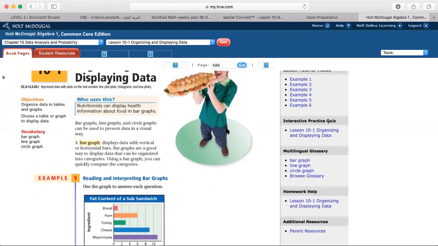Objective of this lesson: we're going to organize the data in tables and graphs, and we're going to choose a table or graph to display the data.